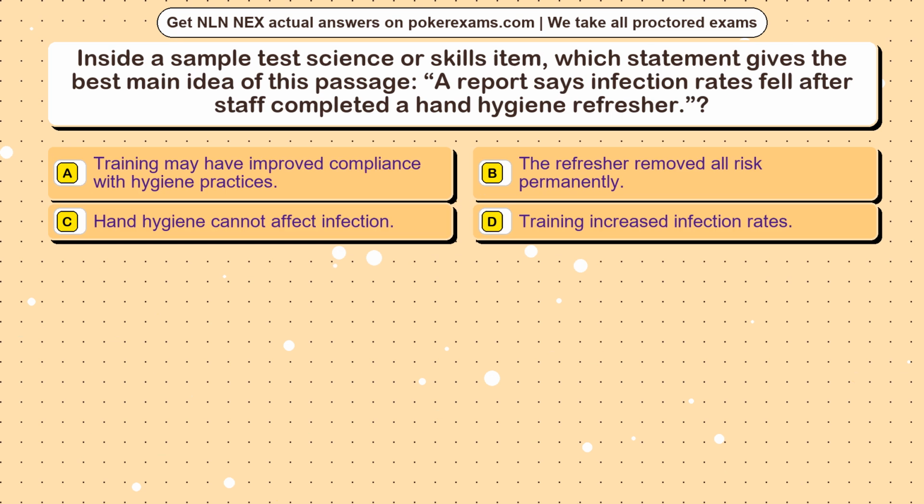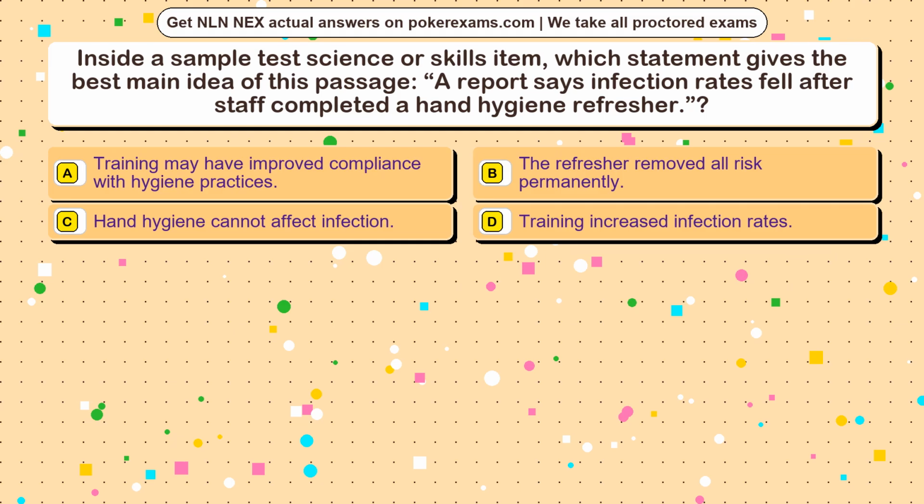Question 24. Inside a sample test science or skills item, which statement gives the best main idea of this passage? A report says infection rates fell after staff completed a hand hygiene refresher. Option A, training may have improved compliance with hygiene practices. Option B, the refresher removed all risk permanently. Option C, hand hygiene cannot affect infection. Option D, training increased infection rates.